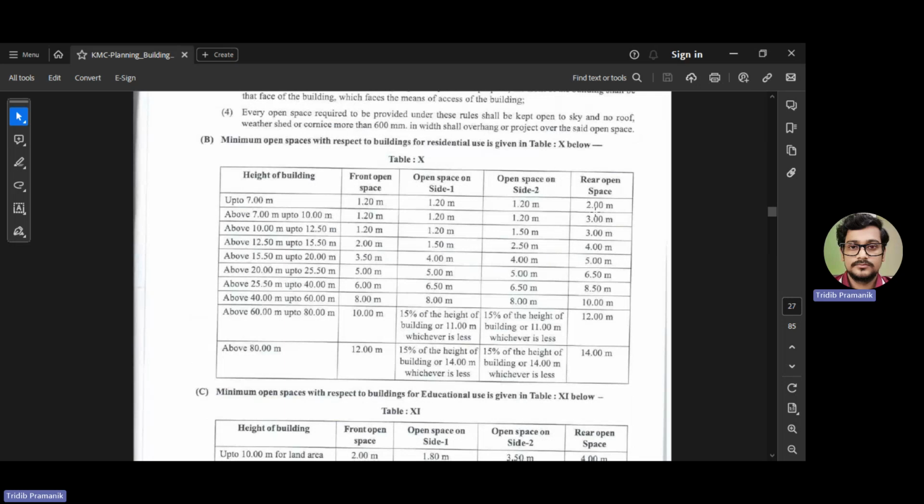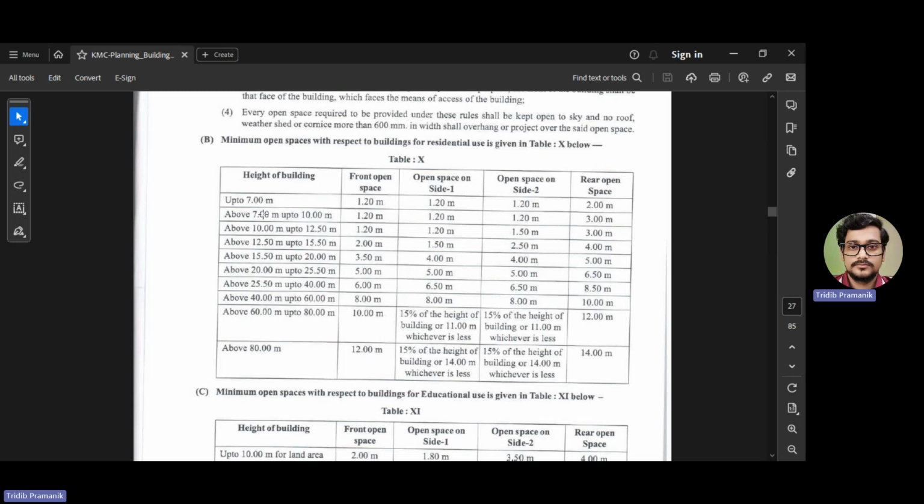Now we all know that when we will make any building plan, we need to keep some area open in all four sides. So that too also depends on the height of the building. Now already we have seen that height of the building depends on width of the main road. Now here we see how much area we have to keep open in all four sides depending on the height of the building.